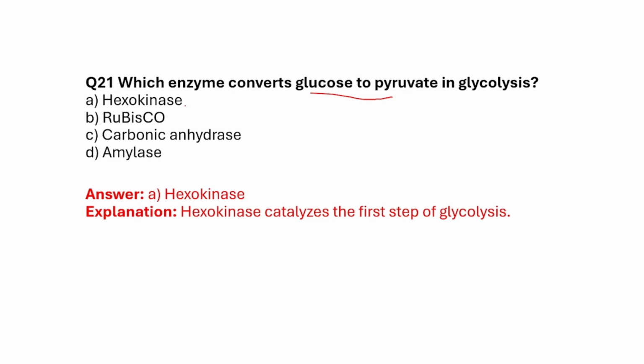Okay, actually the more specific question should be glucose to glucose 6 phosphate. This is what hexokinase does, not glucose to entire pyruvate, because glycolysis is carried out by many enzymes. Hexokinase is one of them. It is not directly converting glucose to pyruvate, but it is one of the important enzymes in the glycolysis step. Okay, this question could be more specific.